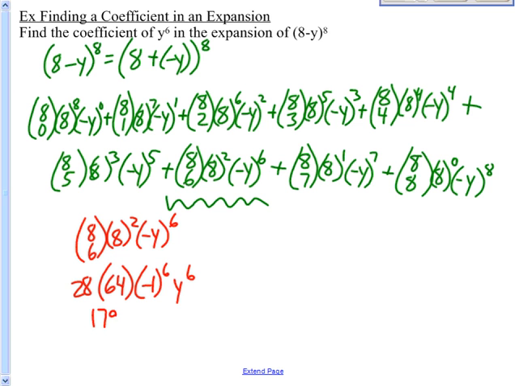1792. Of course, negative 1 to the 6th is just a positive 1, and you got y to the 6th. So this ends up being 1792 y to the 6th. That is the coefficient that we were looking for, was that 1792.